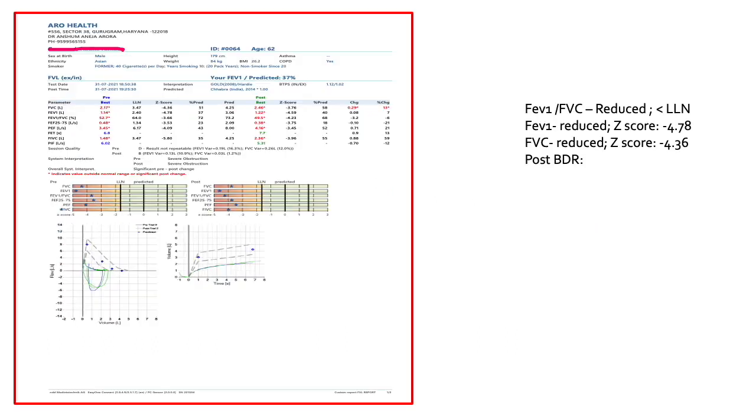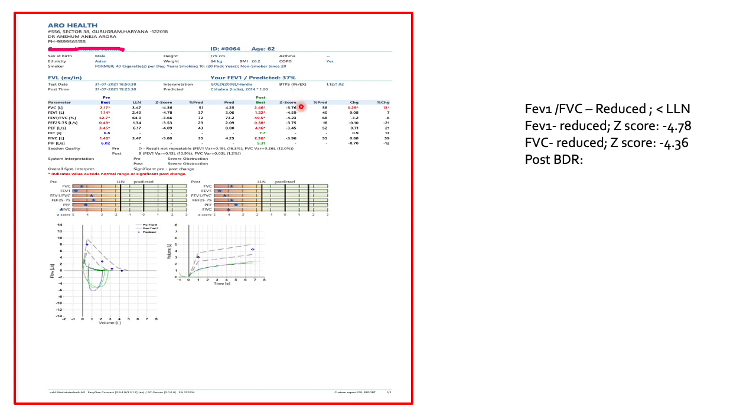Let's take the example. Let's look at this patient, and this is the newer way the report looks. If you look at this patient, his FEV1 and FVC are less than the lower limit of normal. This patient has a reduced FVC and also a reduced FEV1. Let's look at the Z-scores here. The Z-scores for both FEV1 and FVC are minus 4.36, so definitely severe.